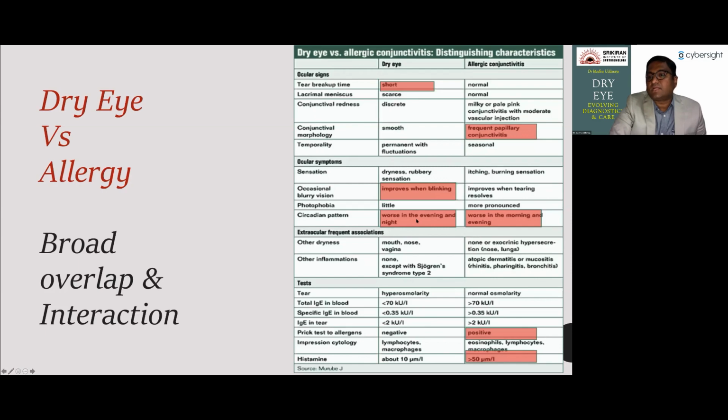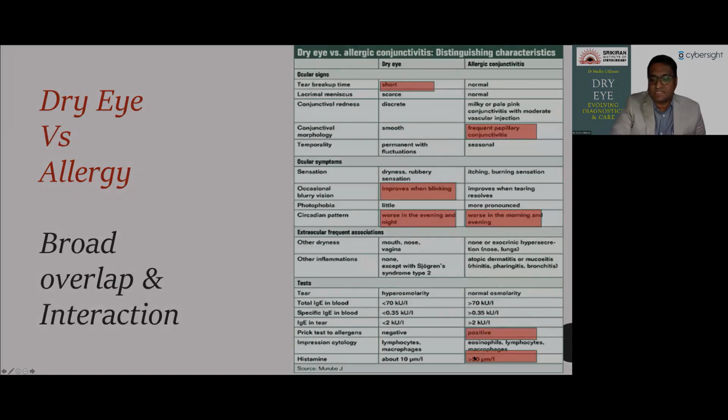The dry eye is worse in the evening. As the day progresses, the dryness increases. Whereas in allergy, the morning time is worse when compared to evening. And if you go into tests, the prick test for allergens will be positive in allergic conjunctivitis, and histamine levels will be more than 50, which is pathognomonic of allergic conjunctivitis.